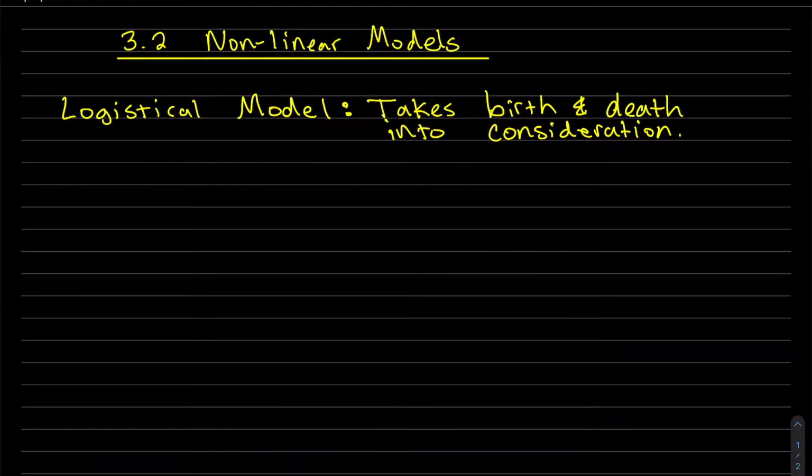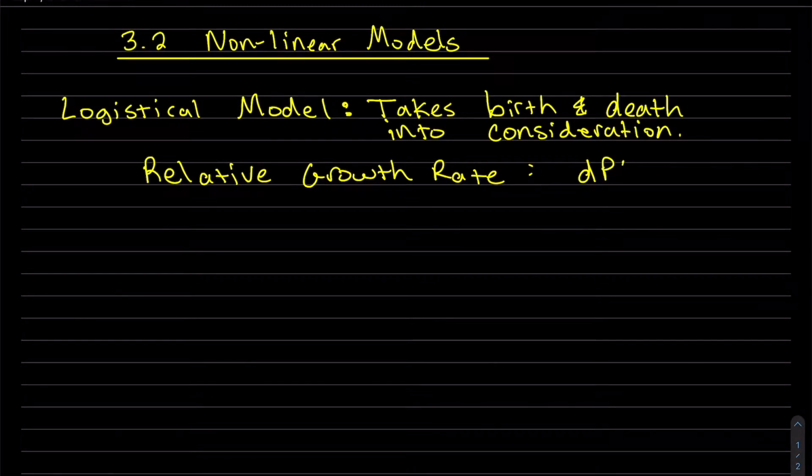Okay, in this section we're going to look at nonlinear models. So the logistic model basically takes into consideration birth and death. We're going to look at the relative growth rate. Relative pretty much means percent, so it's relative to the population, for example. So that would be dP/dt, the rate of the population with respect to time, over P, the population, is our relative growth rate.